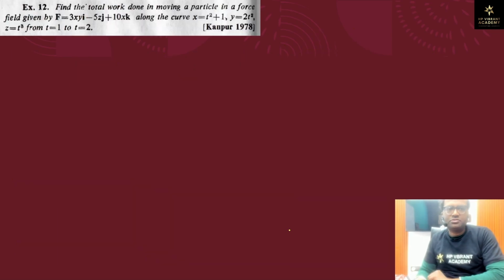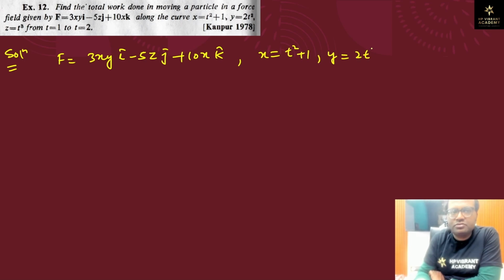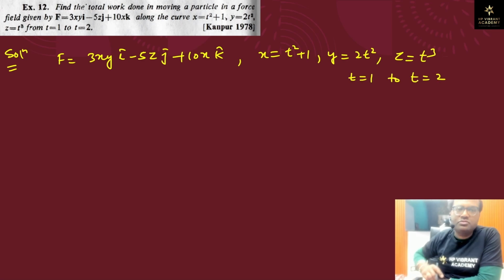Now let us discuss question number 12. How can we solve this? Find the total work done in moving a particle in a force field given by F is equal to 3xy i cap minus 5z j cap plus 10x k cap along the curve given by x is equal to t square plus 1, y is equal to 2t square, and z is equal to t cube, from t is equal to 1 to t is equal to 2. How can we solve this?